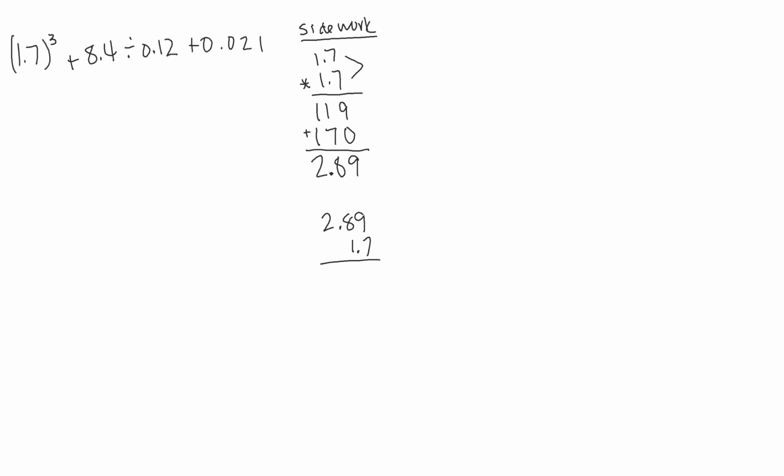10. So 7 times 9 is 63, keep a 3, carry a 6. 7 times 8 is 56, plus 6 is 62. So keep a 2, carry a 6. 7 times 2 is 14. 14 plus 6 is 20. All right, so I'm done with the 7. I'm going to come in and multiply by the 10.